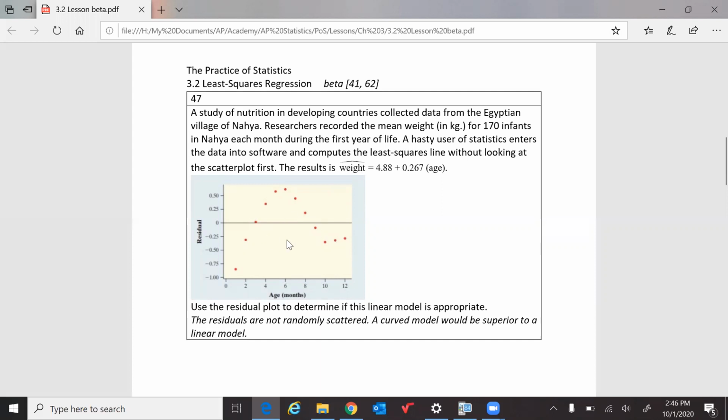In order for a linear model to be appropriate, the residuals would have to be randomly scattered. Below, above, below, below, above, below, above, above, something without a pattern.